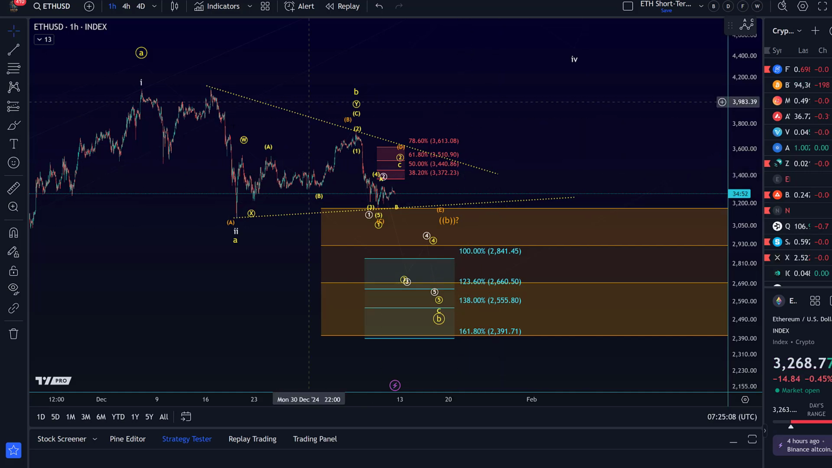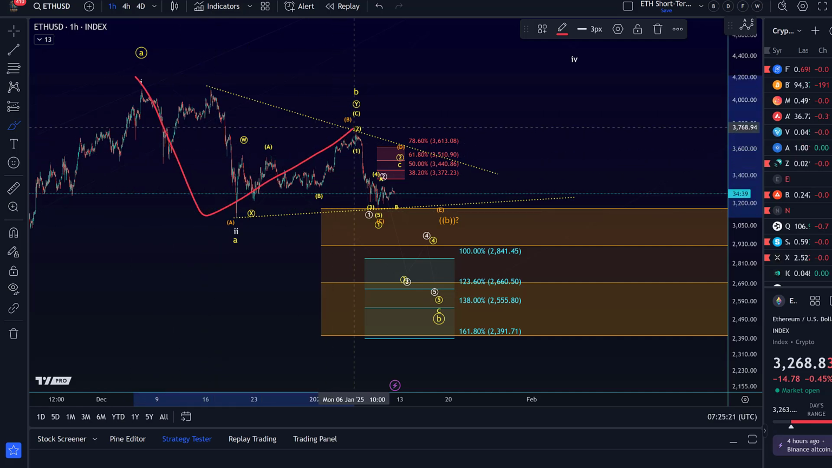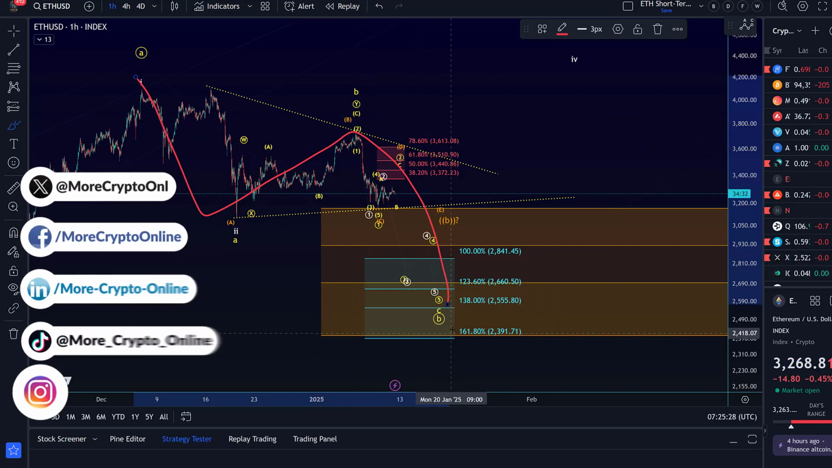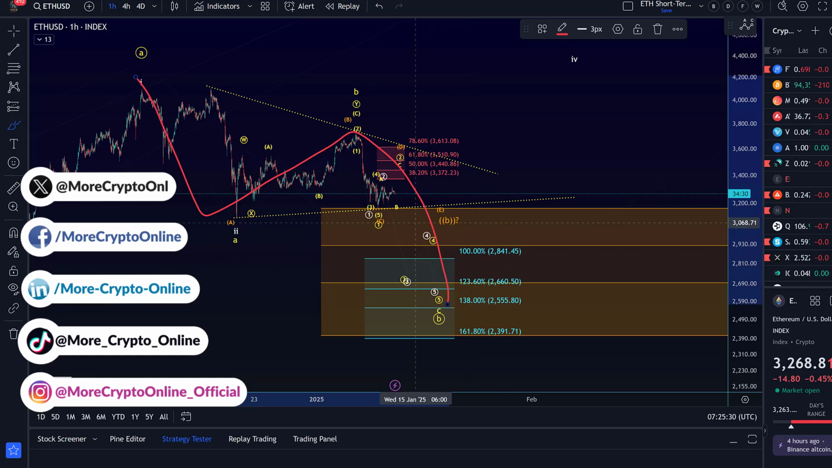On the Ethereum chart, we seem to be still in a local correction, which started at this A wave top around early December. This is unfolding most likely as an ABC structure: A wave down, B wave might have topped, and the C wave down seems to be unfolding right now. So I'm tracking a move down into the blue target area between $2,400 and $2,840.